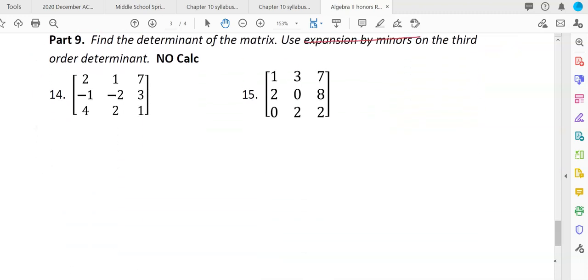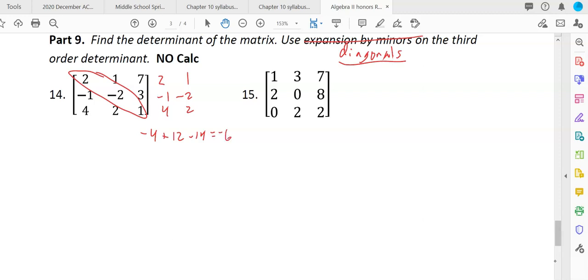Okay, don't use expansion by minors, use diagonals. It's a diagonal method, which means you write out the first two columns there to the right. So 2, negative 1, 4, 1, negative 2, 2. I'm going to start downwards, so you circle these three again. So it'd be negative 4 plus the next 3 would be diagonal, would be 12. Next 3 would be negative 7 times 2 is negative 14. So that ends up being negative 18 plus 12 is negative 6.